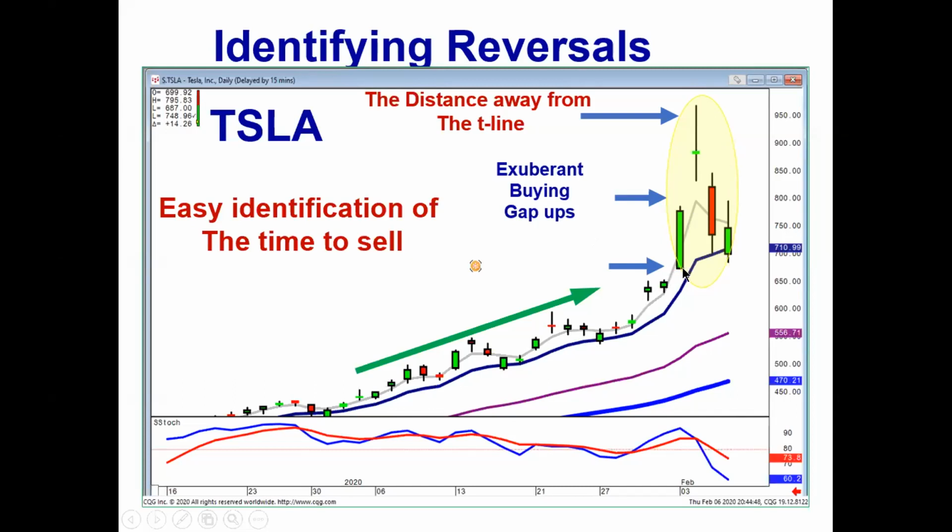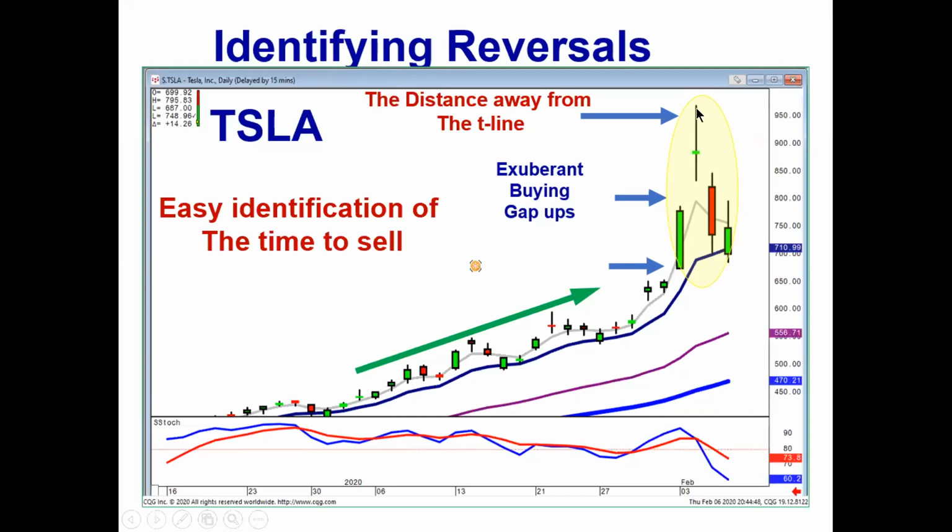They started gapping it up. Then they started moving it up big. Then they gapped it up again. And look how far away you are from the T-line. So if we use the T-line rule, you can stay long until it closes back below the T-line. You would have given up a lot of profitability here. That's why you go to the 10-minute chart.